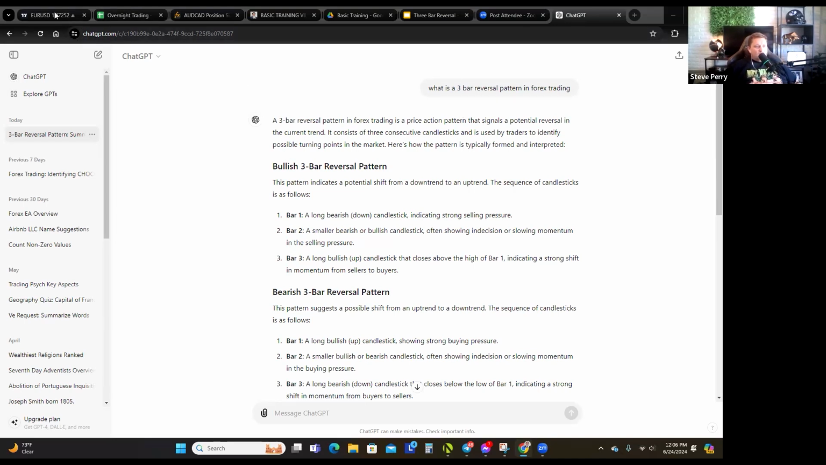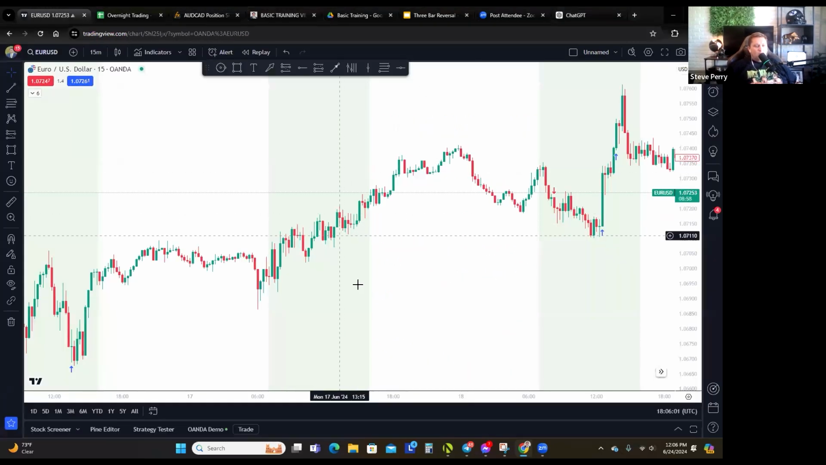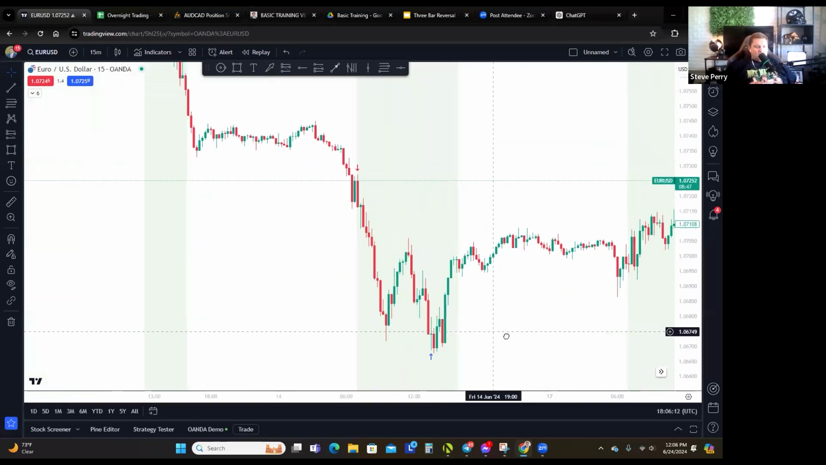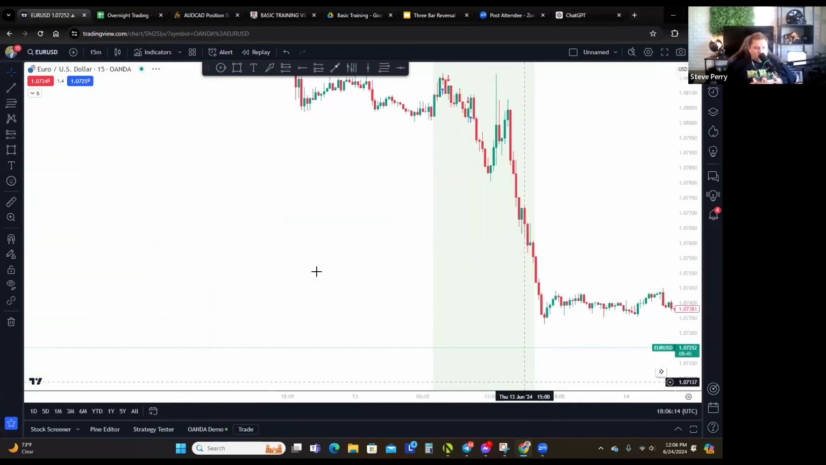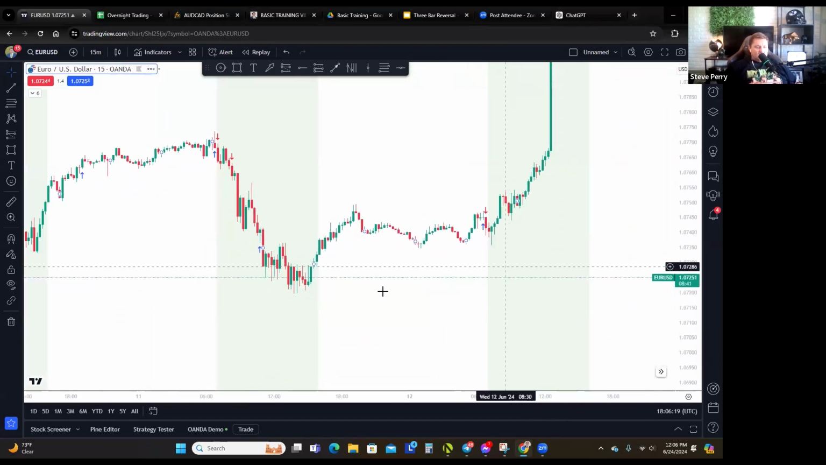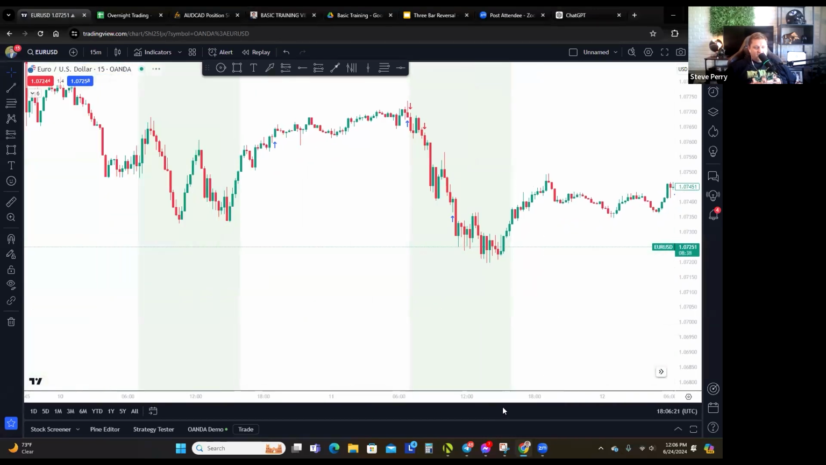Okay, so let's continue on here. Let's actually go look at a chart. So with that information, let's try to find a three bar reversal. Okay, I actually see several here. Let's just try to find a bullish example based off of what we just read. Okay, so we need to find, yeah, this would work right here.